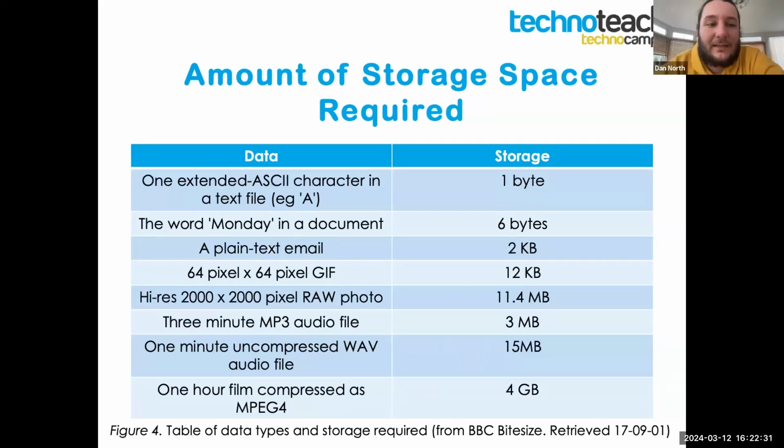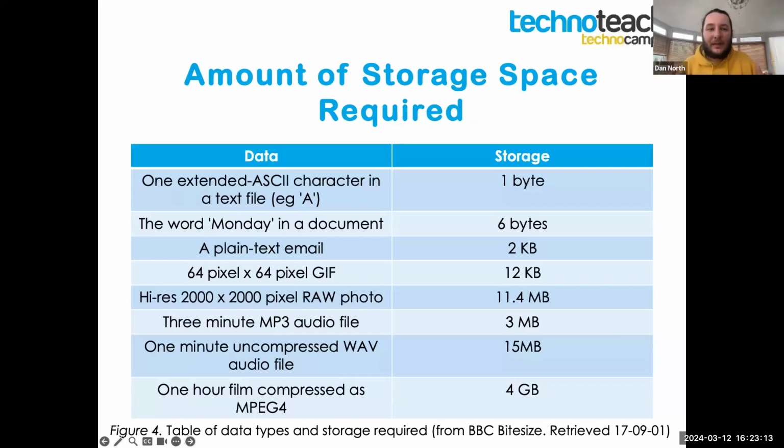And if we compress an hour-long film down to MP4, then that will come out at about 4 GB. This is from BBC Bitesize in 2017. For reference there, MP4 is a nice compression standard that really cuts down on our film sizes. Your average Blu-ray disc is about 80 gigabytes in size. So a Blu-ray film, a high quality HD film, could be up to 20 times the size of that MP4.